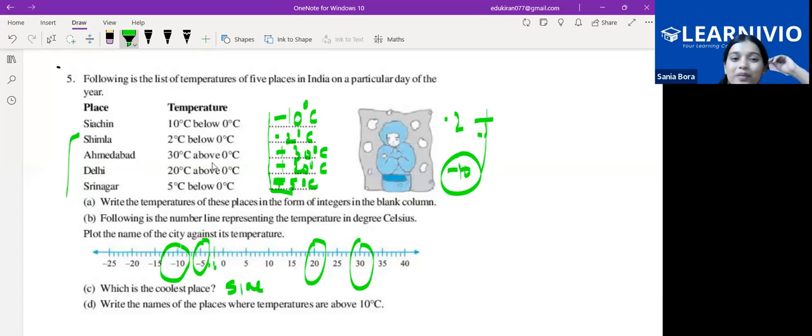Now see this one, write the name of a place where temperature is above 10. Ma'am, Ahmedabad and Delhi. Yes, correct. Very good. Okay, now let's get back to the questions.